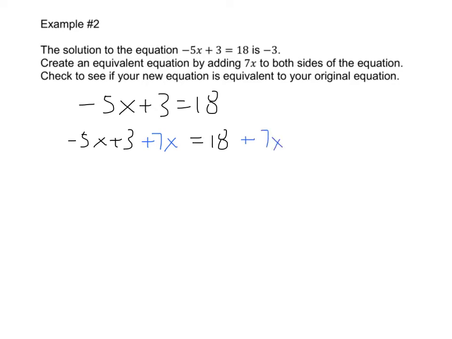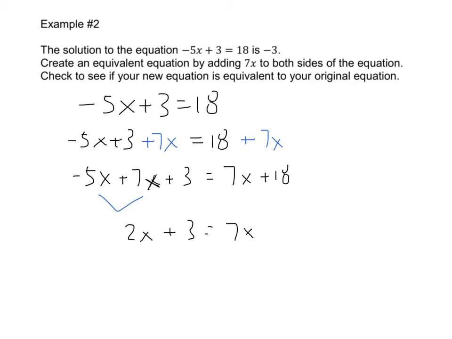All right, so let's see what we get. Actually, you do this. Pause the video and simplify this and see what you get. Welcome back. Well, on the left, we can rearrange our terms. So this would be negative 5x plus 7x plus 3. And I'm also going to rearrange the right-hand side: 7x plus 18. If I simplify the left-hand side, negative 5x plus 7x is 2x. So 2x plus 3 equals 7x plus 18.